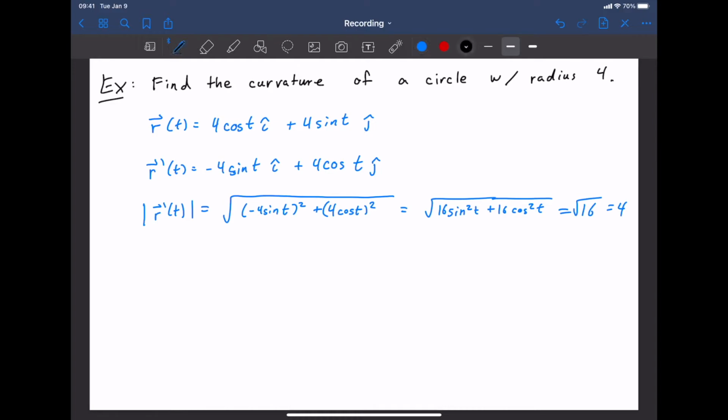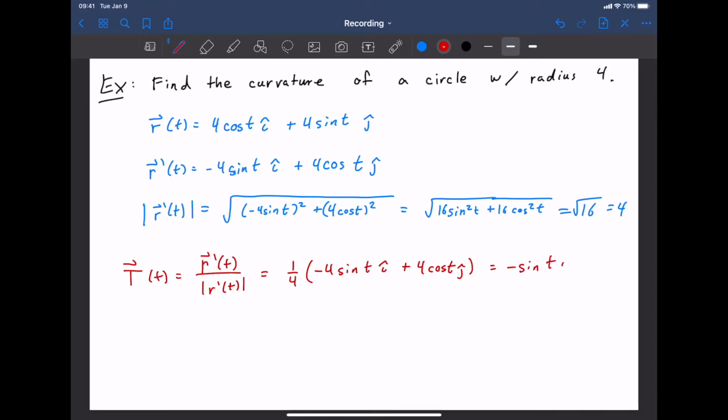Why do I need that? Because now I can say, all right, T is r prime divided by the length of r prime. And for a circle, at least, this formula is pretty nice. 1/4 for the dividing by the length times our beautiful little r prime function, which is going to cancel out those coefficients.